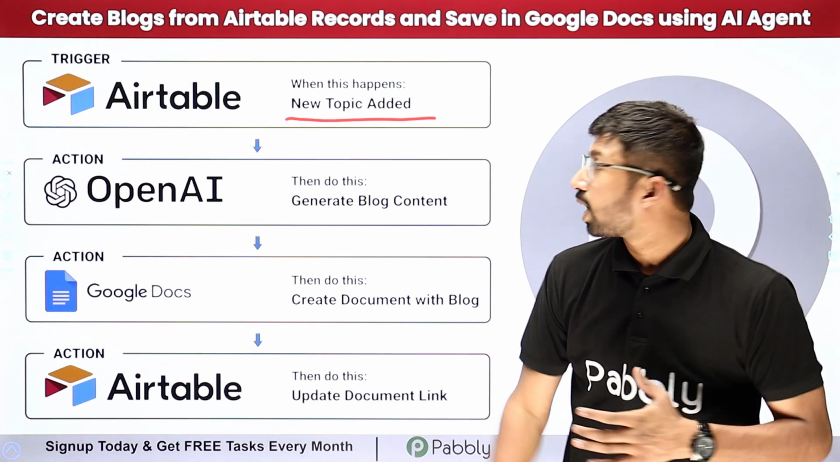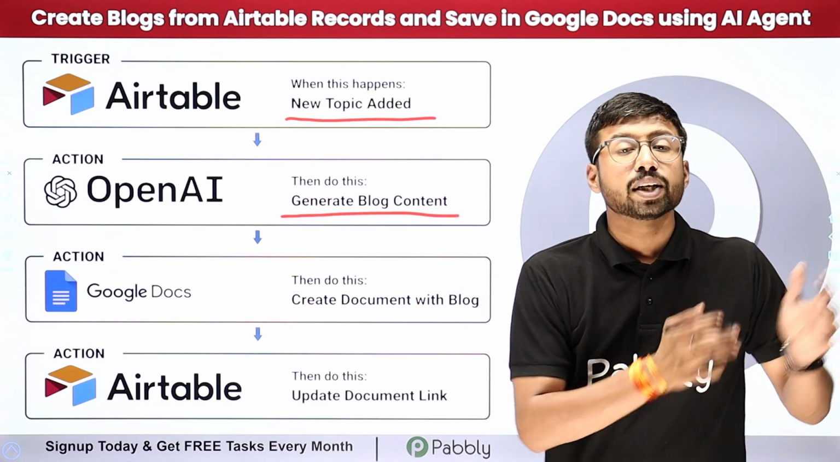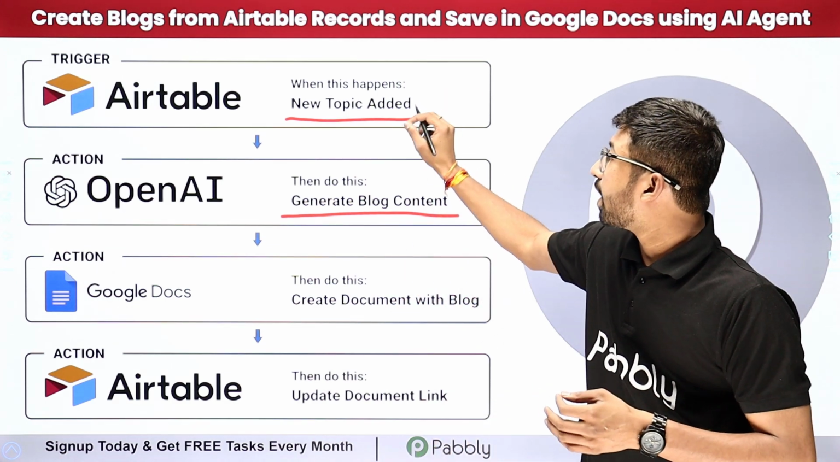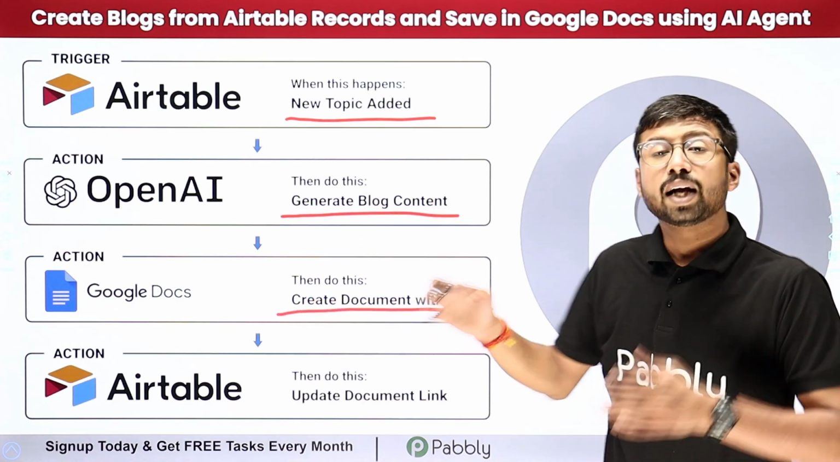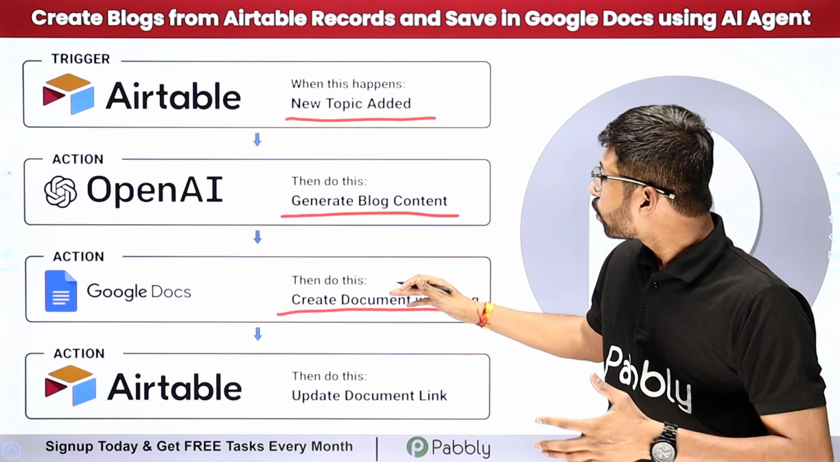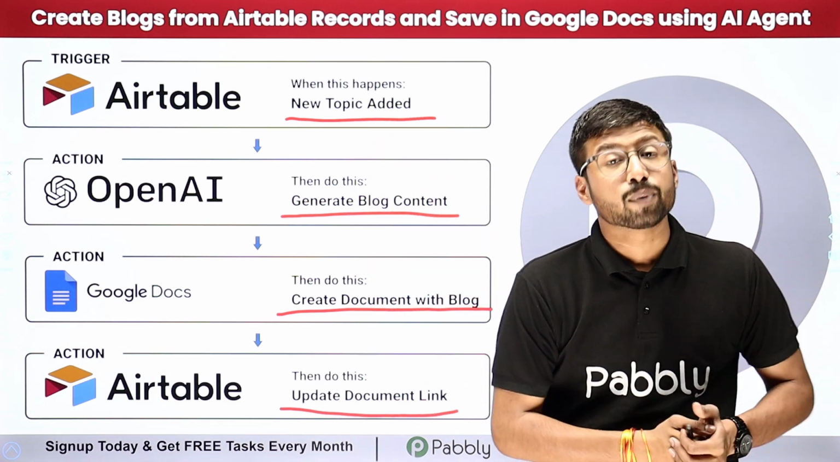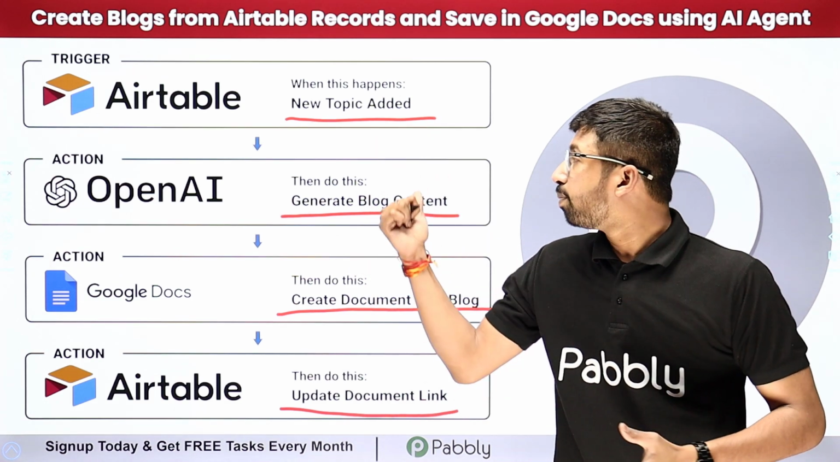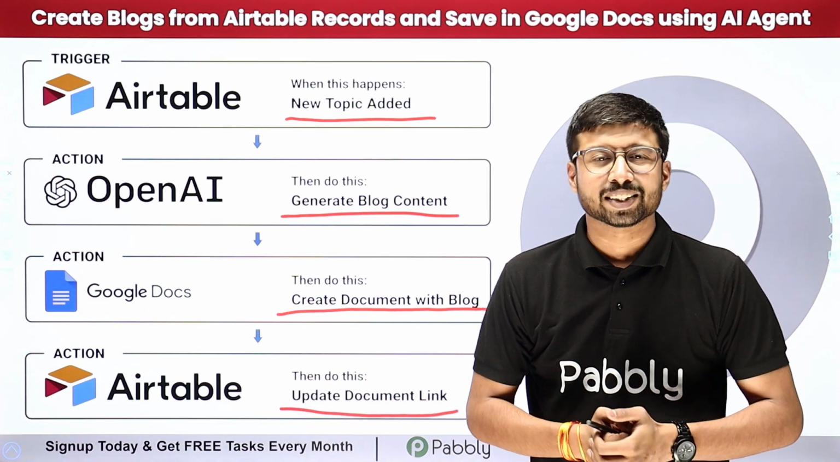And using these AI platforms, it is going to generate the blog content. After generating the blog content, the details which we have added in Airtable and the blog content, we are going to add all of these details into Google Docs and create a new document after it. And after creating the new document, we are going to update the link of the document back in our Airtable database into the same record. Now, if you want to learn how you can build this AI agent all by yourself, for that, let me just take you to my screen.